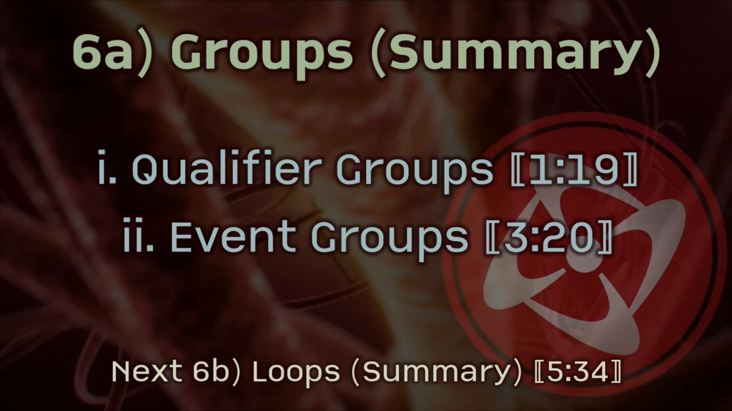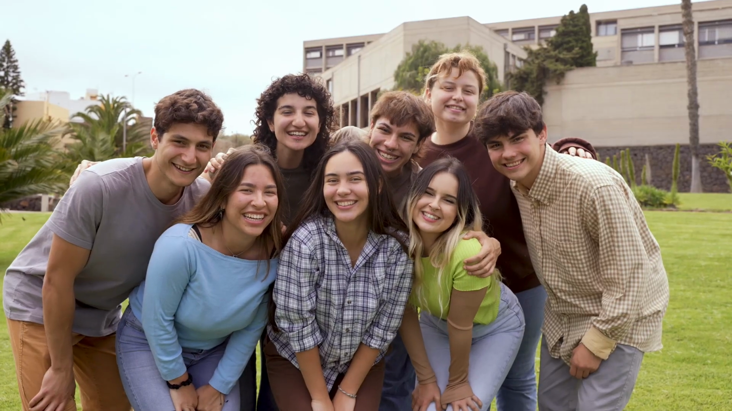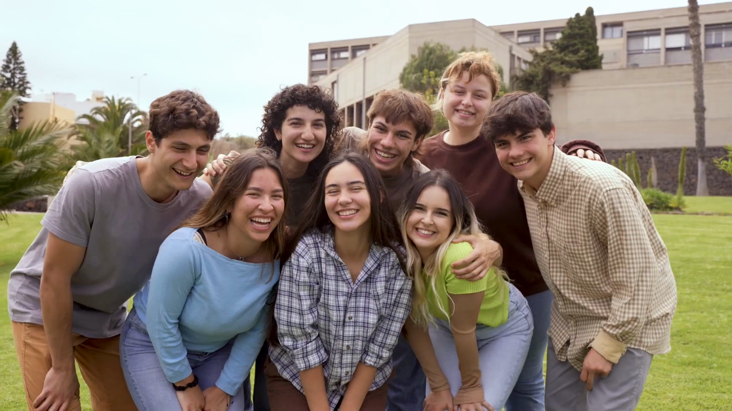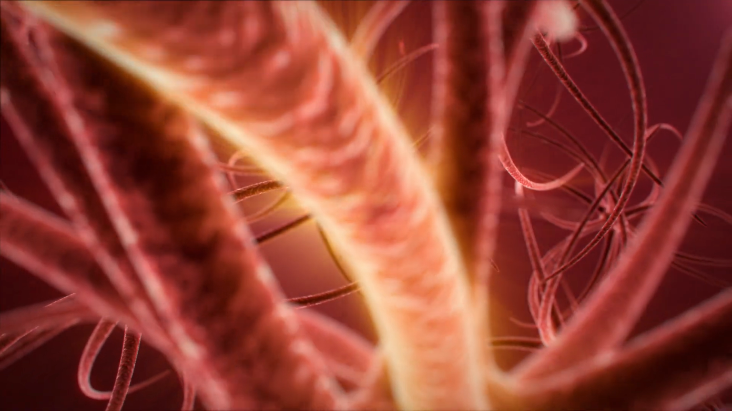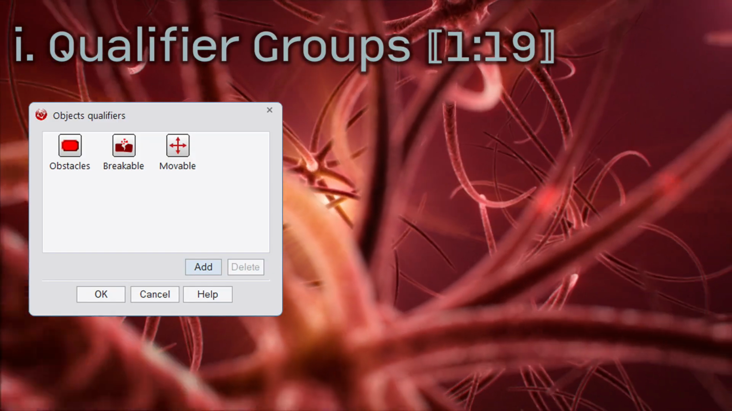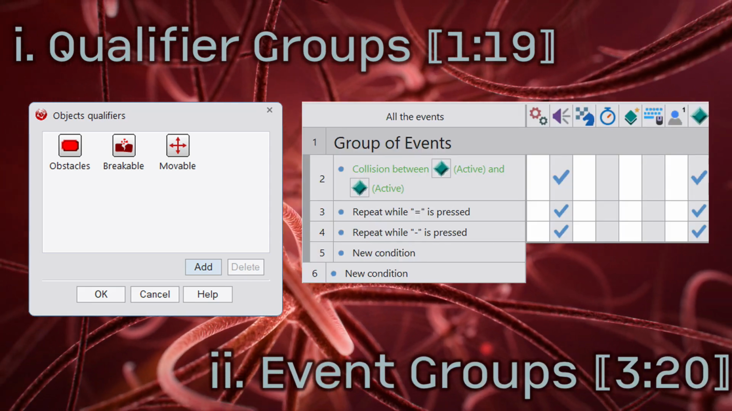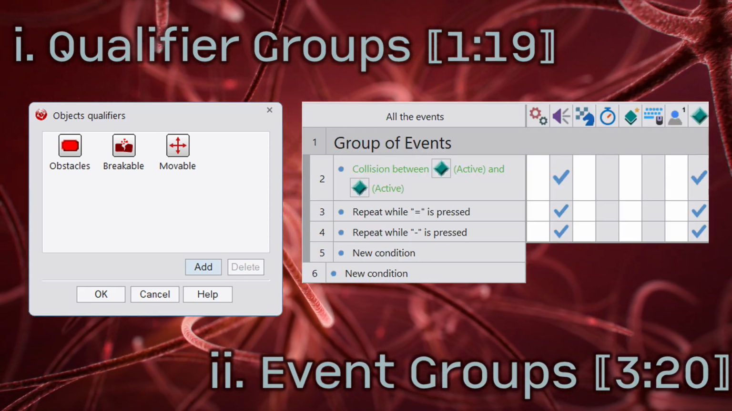So to begin with, groups. It's nice to belong, isn't it? And in this section, we'll look at two different things that can be termed as groups. Firstly, we'll look at objects being grouped in qualifier groups. Then we'll look at groups of events in the event editor.